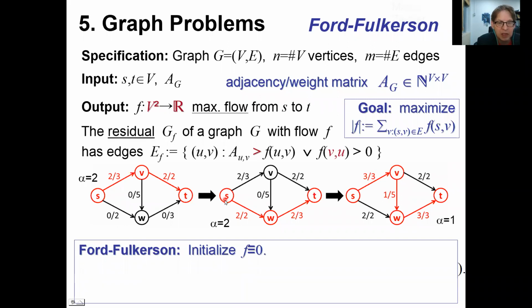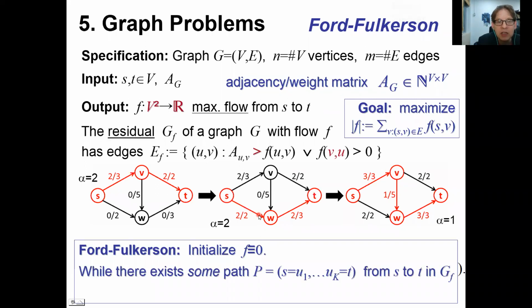Then in the next iteration, this augmenting path is considered. This edge is already absent, right? This edge is removed from the residual graph. It's already at full capacity. Therefore, this path is not available anymore, but this path is still available and is used in this example execution in order to further increase the total flow by pushing an additional amount 2 through this path.